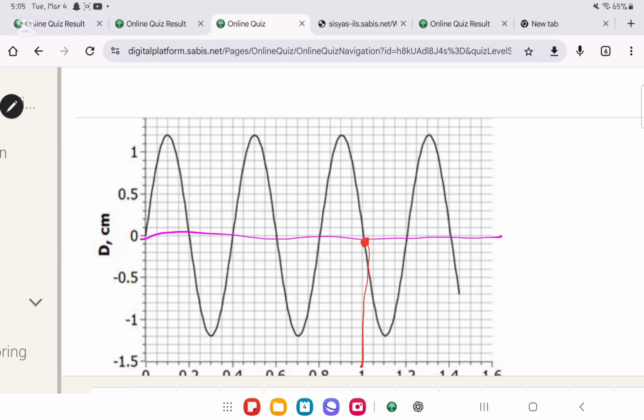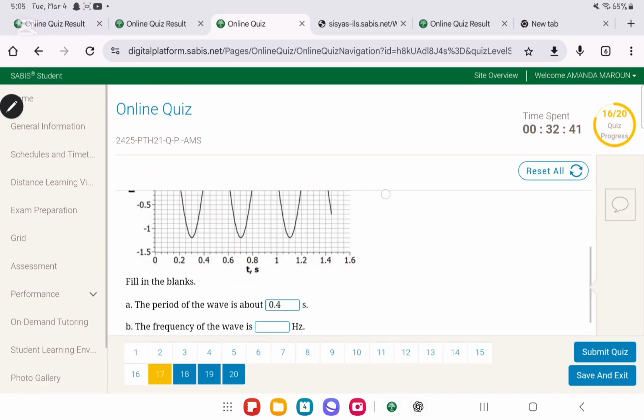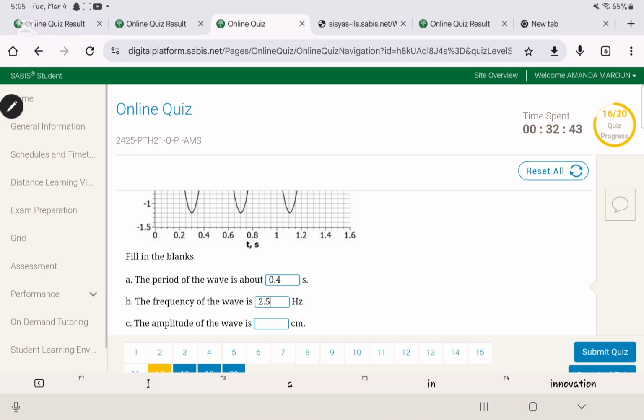And then as you can see, you have 1 wave, it will stop here. Then it will repeat itself again here. And then it will stop, and then it will repeat itself, but it will repeat only half. So it is 1 plus 1 plus half. So it is 2.5. So the frequency is 2.5 hertz.